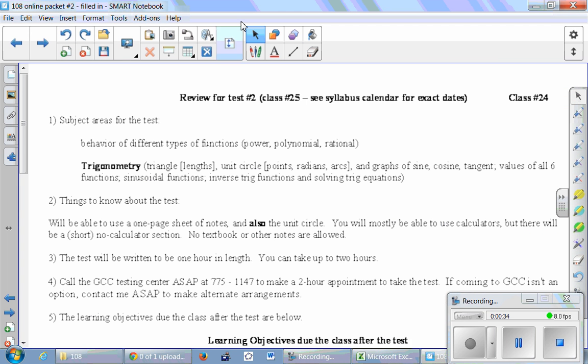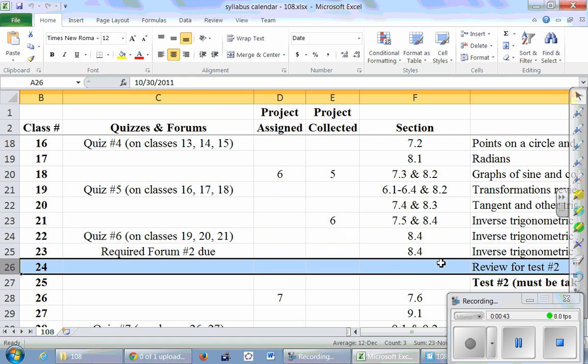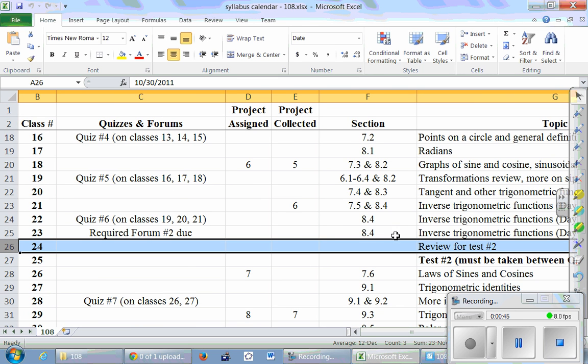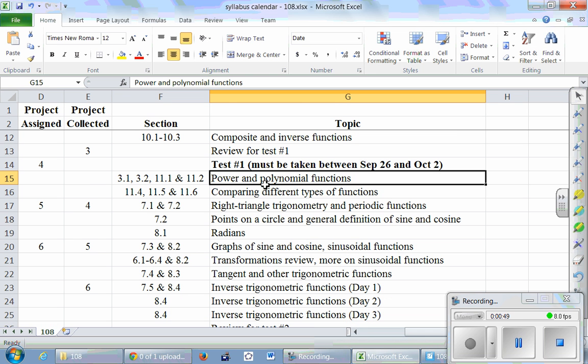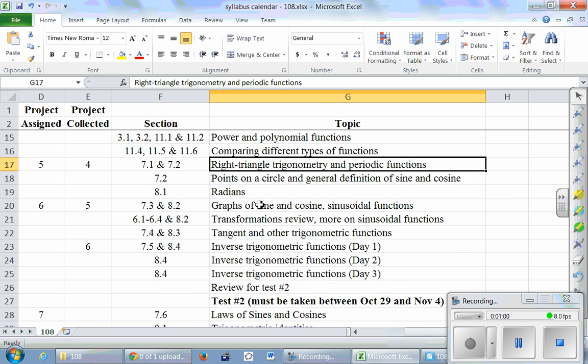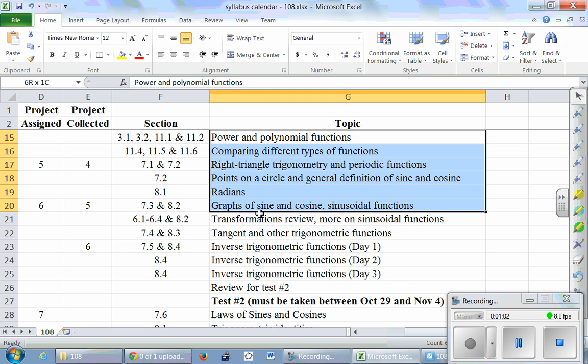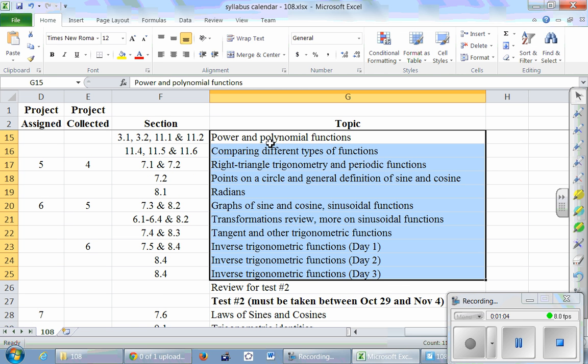Subject areas for the test: behavior of different types of functions, power, polynomial, and rational. I know it feels like we've been doing trig for a while, and we have, but I'll just remind you that at the start, right after test number 1, we did 2 days of not trig, power and polynomial, and then comparing different types of functions. We looked at that hierarchy of dominance, and we looked at end behavior. And then we started the trigonometry in earnest. So yes, it's mostly trig, but there were 2 days of not trig.